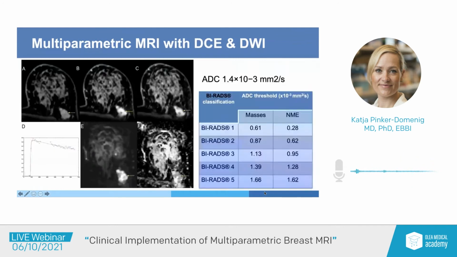So the idea is that with multiparametric MRI, with DCE MRI and DWI, we should be avoiding unnecessary breast biopsies. This is another example where, in all fairness, we initially didn't even recommend biopsy. We said this is most likely a fibroadenoma. We have the morphology, the non-enhancing septum, and the diffusion is pointing to benign.